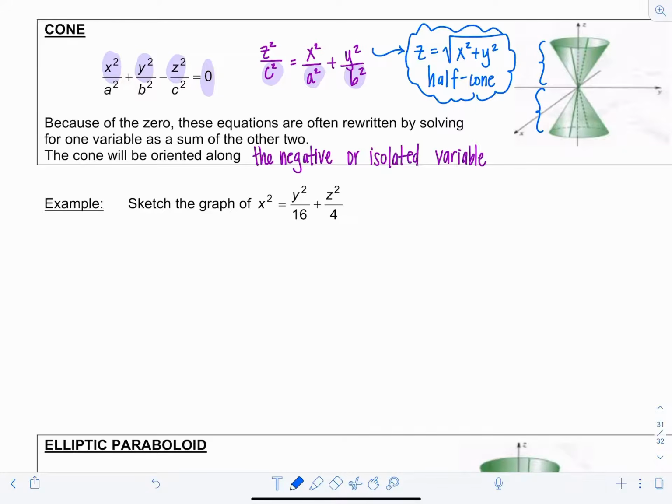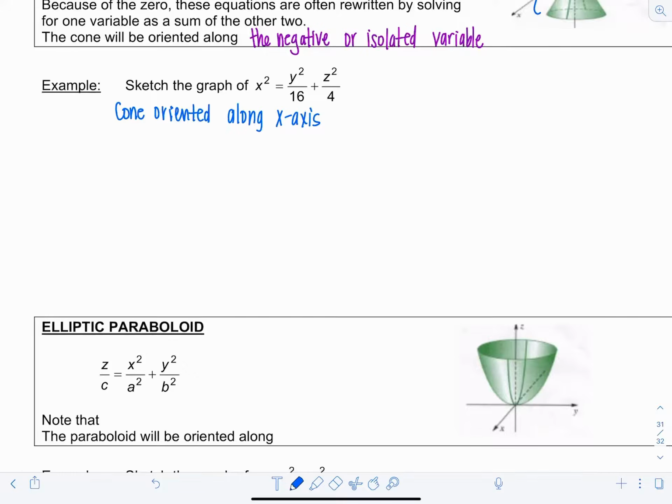All right, let's sketch the graph of x squared equals y squared over 16 plus z squared over 4. So I know it's a cone oriented along the x-axis. Okay, so let's get some of the traces. If x is equal to 0, then I'm going to have y squared over 16 plus z squared over 4 equals 0. Multiplying everything through by 16, I'm going to get y squared plus 4z squared equals 0. This is going to be degenerate. The only solution is 0, 0, 0. So no good comes from that trace.